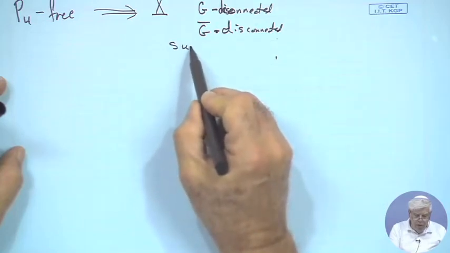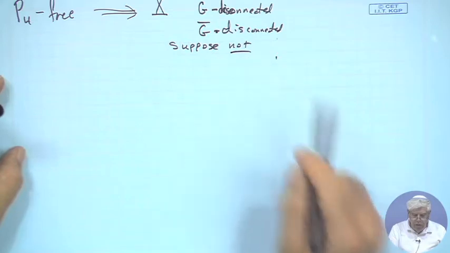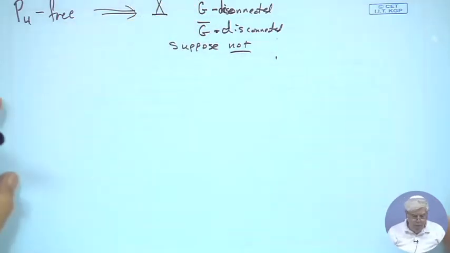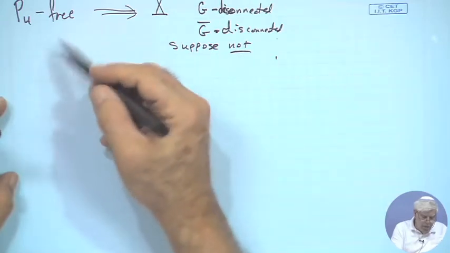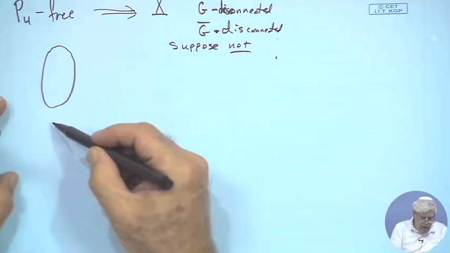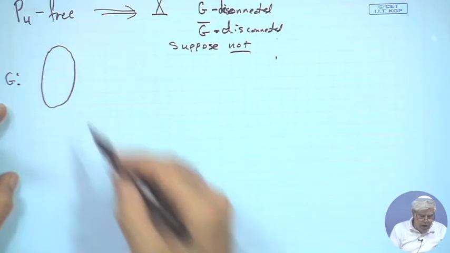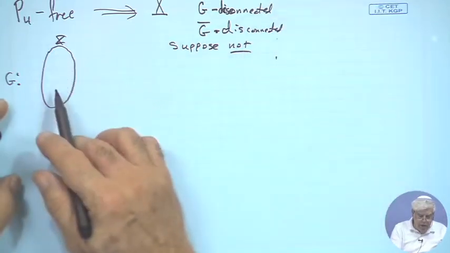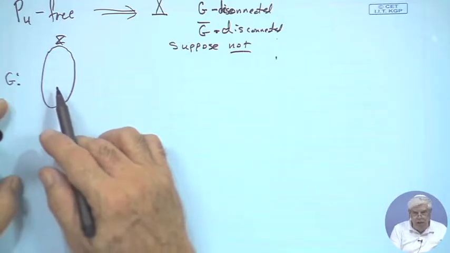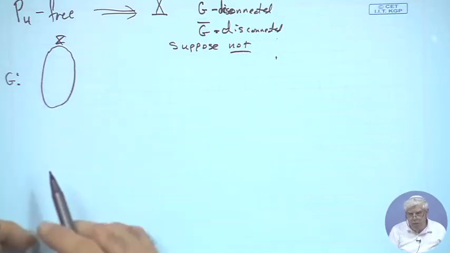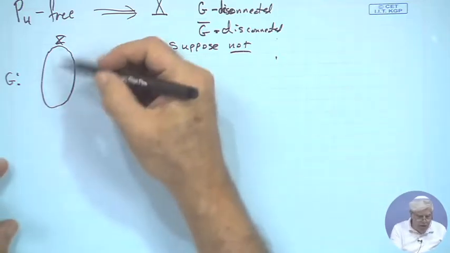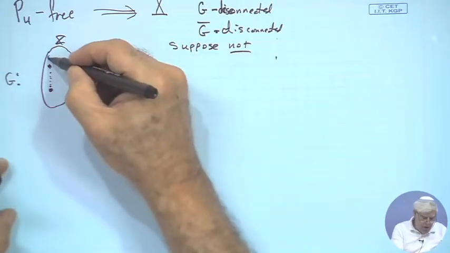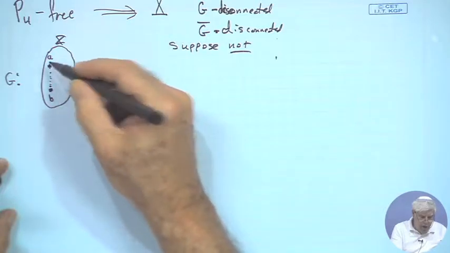Well, suppose not. Suppose that I did have X, which is connected in both G and G bar. Okay, so my picture might be something like this. In G, the picture looks like this. X is connected in G and in G bar. If it's a clique, I'm done, because if this was a clique, then its complement would be an independent set. That's certainly not connected. So there must be some non-edge in this set. Let's call it AB, a non-edge.